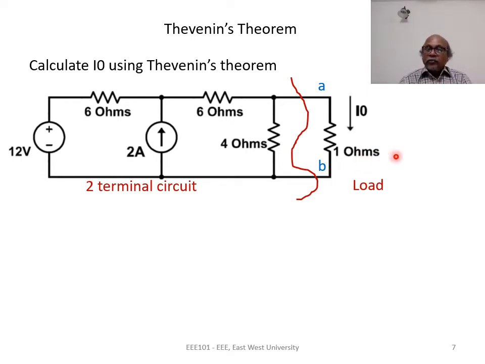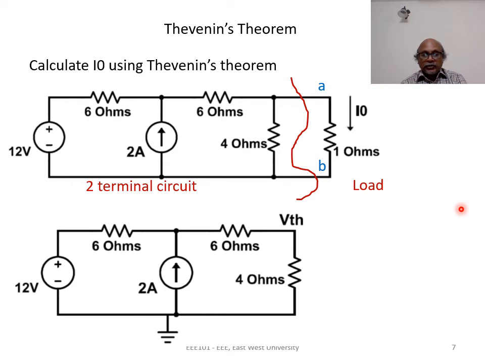First, we want to find out Thevenin's voltage, VTH. To determine VTH, we remove the load resistance and make an open circuit between node A and B. So this is the circuit we have. This is node A and this is node B. The voltage VTH is between these two nodes. I have grounded node B because I want to calculate VTH using nodal analysis.